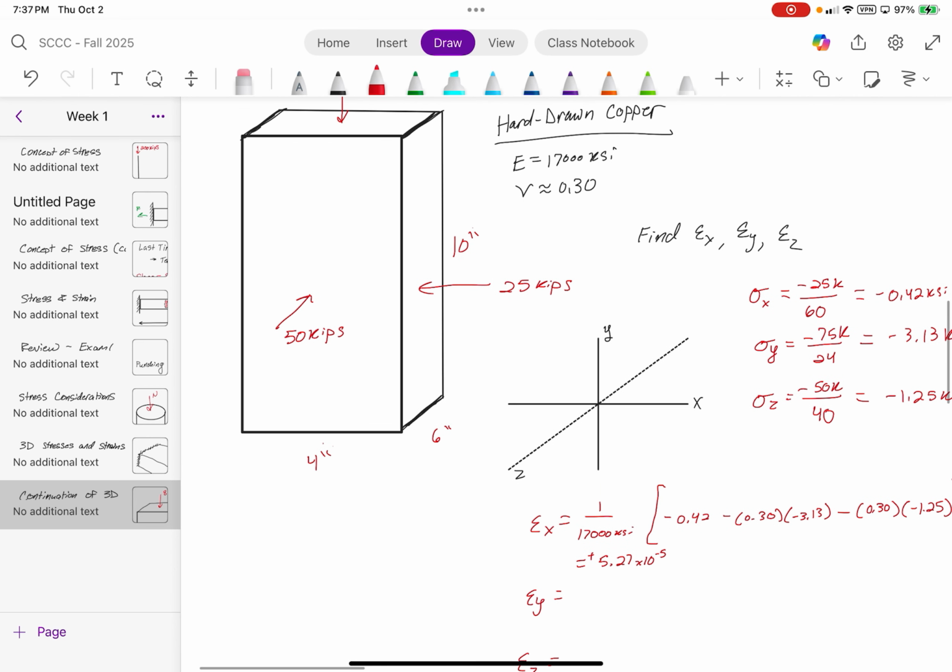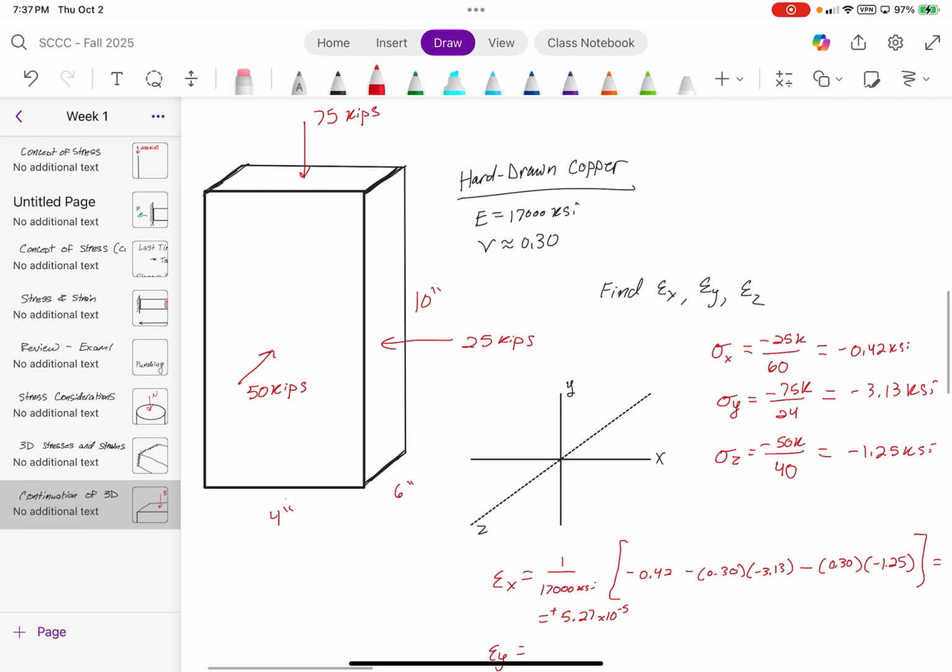It might seem counterintuitive, but if you think about it, the compression of this force is very large. It's 3 times the size of this, which means it's going to want to push that outwards. The compression of this is very large also, which is also going to want to push that outwards. This force is only about a third of this force and a half of this force, which means the total force needed to push it back in would probably need to be larger than both 75 and 50 kips, which is why, when we calculated it, we still got a positive strain.